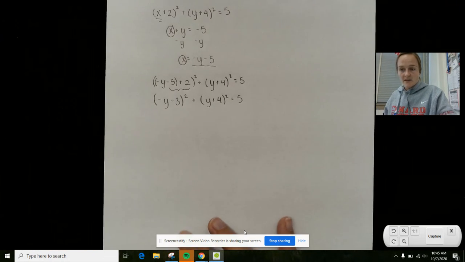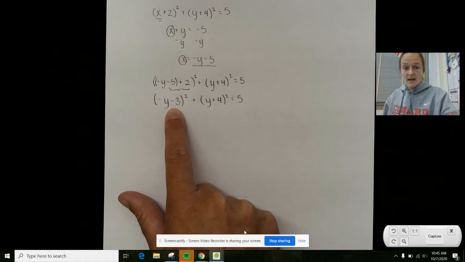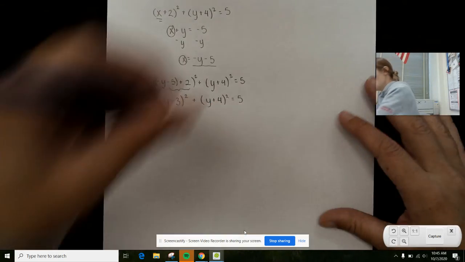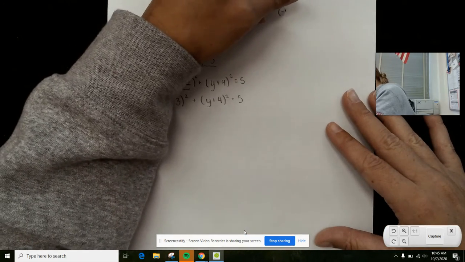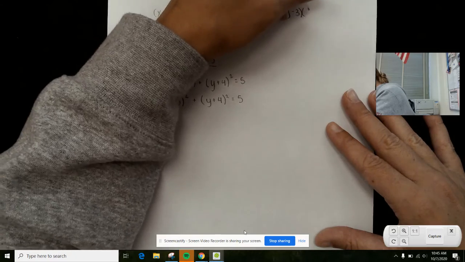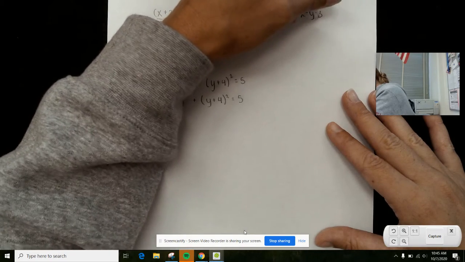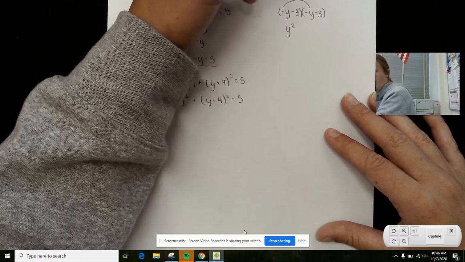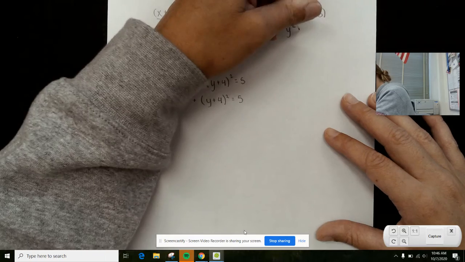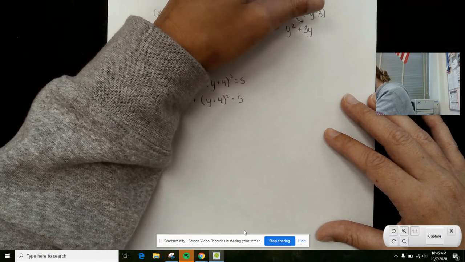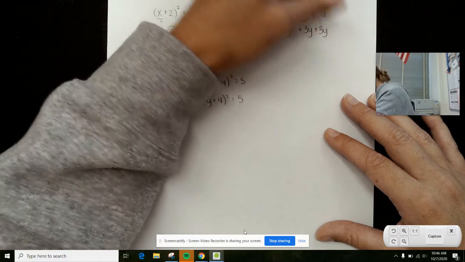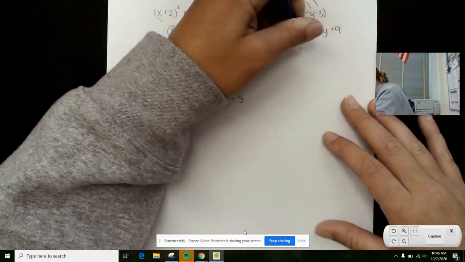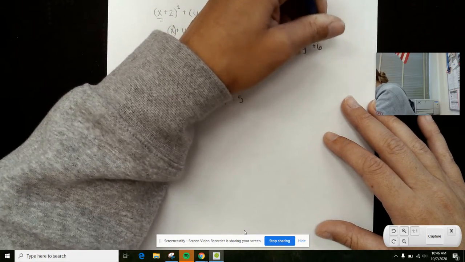Now I have to go through the act of actually squaring both negative y minus 3 and y plus 4. So I'm going to go off to the side up here and do (negative y minus 3) squared, which is negative y minus 3 times negative y minus 3. So I've got negative y times negative y is y squared, plus 3y, plus 3y, plus 9. So I end up with y squared plus 6y plus 9.